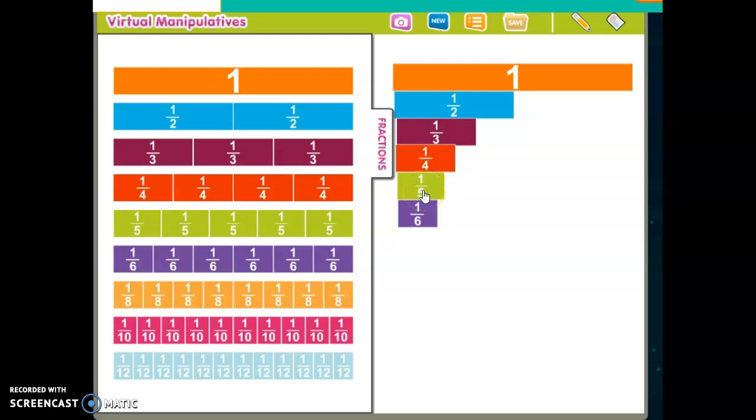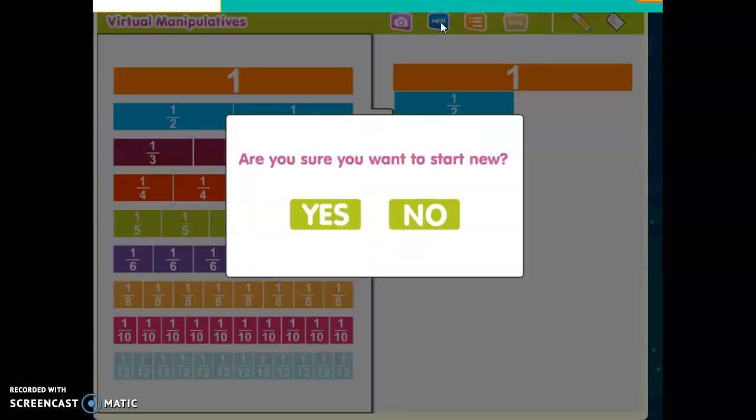Share it with 5 people, smaller. 6 people, smaller. If it was my favorite candy bar, the last thing I would want to do is share one candy bar with 12 people, because my piece just got really, really small. Right? Okay, I'm going to get rid of these. I'm going to click New.